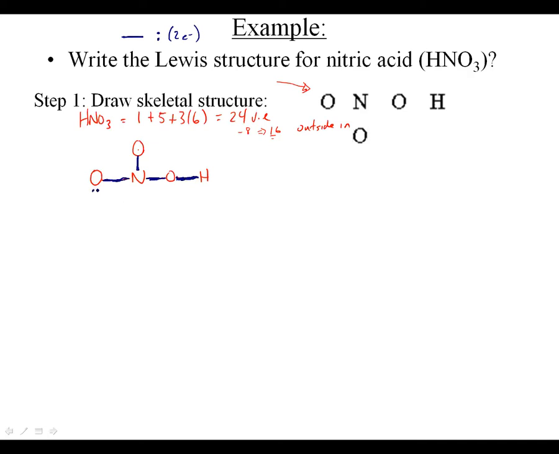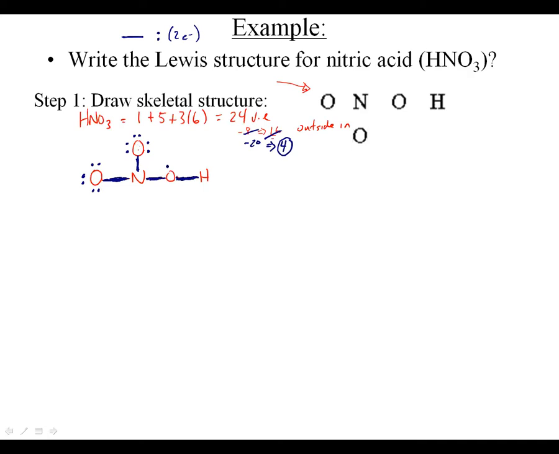So we'll go 2, 4, 6, 8, 10, 12, and that fills up this guy here. Also fills up this guy here. So we have now used 2, 4, 6, 8, 10, 12, 14, 16, 18, 20 electrons, total. So we've used 20 total electrons, which still leaves us 4 electrons to put on here. So again, the hydrogen is full. All the outside oxygens are full.